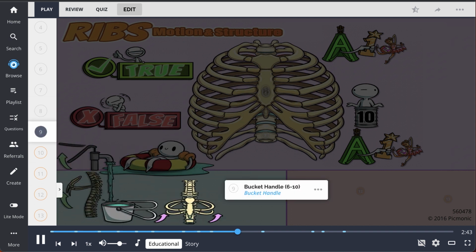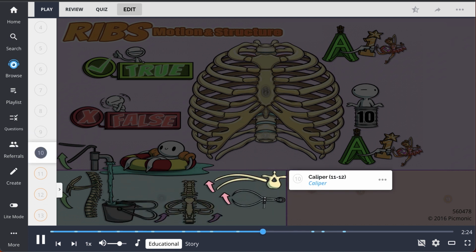Ribs 6 through 10 are bucket handle ribs, shown by the bucket beside the ribs. In bucket handle motion, the lateral aspect of the shaft moves superiorly with inhalation and inferiorly with exhalation, while the most anterior and posterior portions stay relatively still.